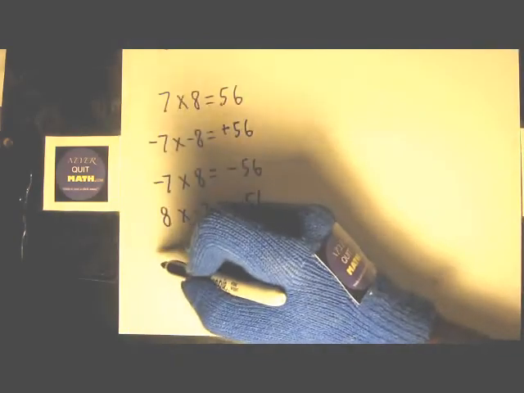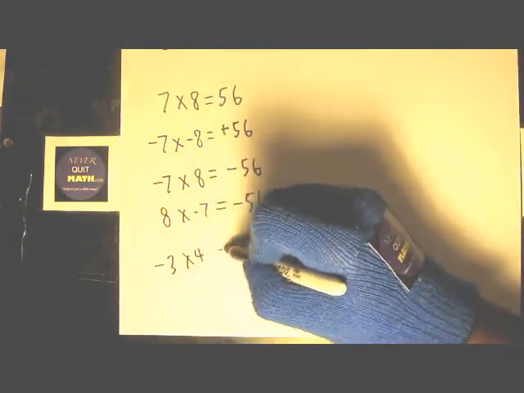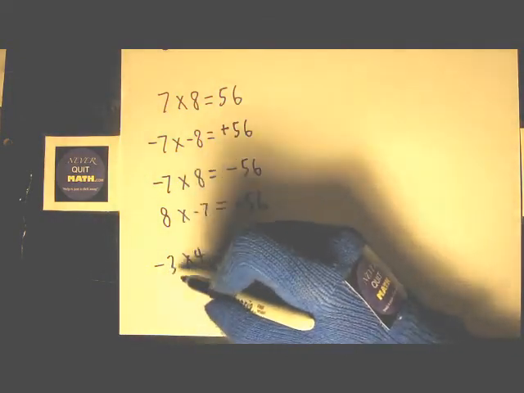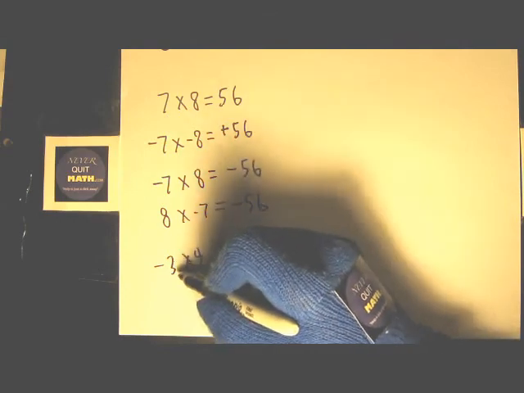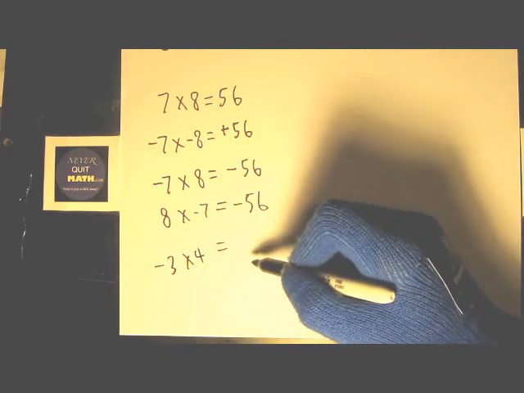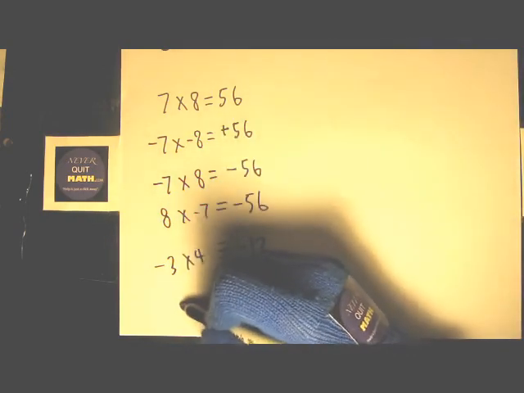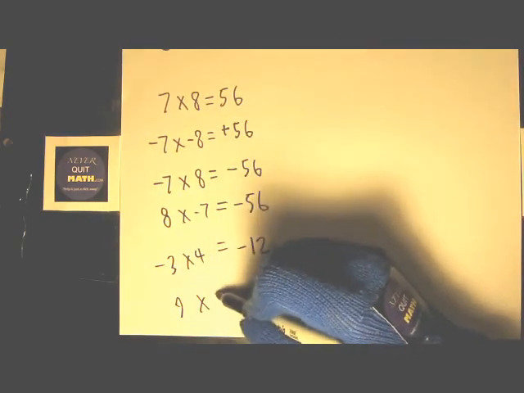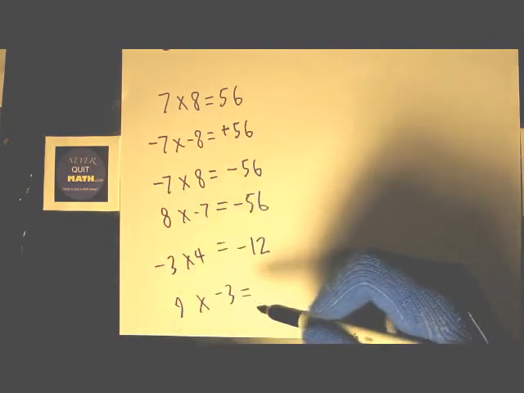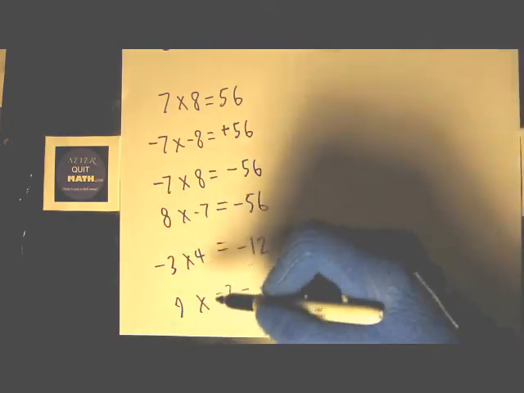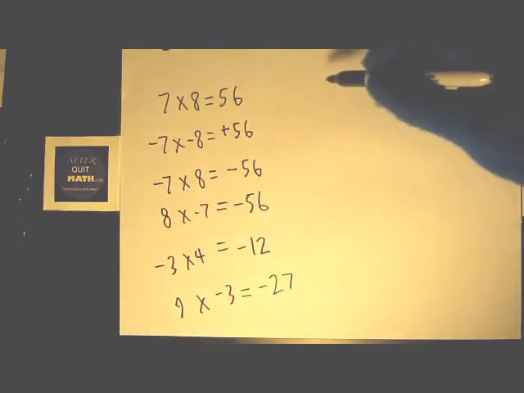Let me do another example just to change the numbers around. Negative 3 times 4. We look at it again. We got a negative, we got a positive. If you've got your chart written down next to you, you just look on the chart. You say, hey, negative times positive gives me a negative answer. So the answer will be negative 12. Same thing, let's try 9 times negative 3. Once again, positive, negative, so the answer has to be what? Negative. Negative 27. Same thing works for division.